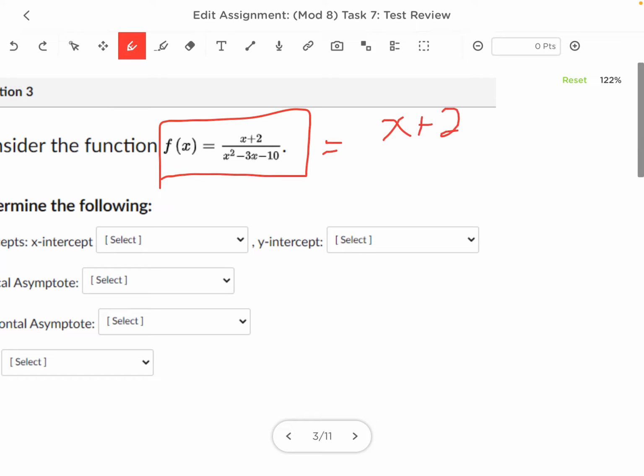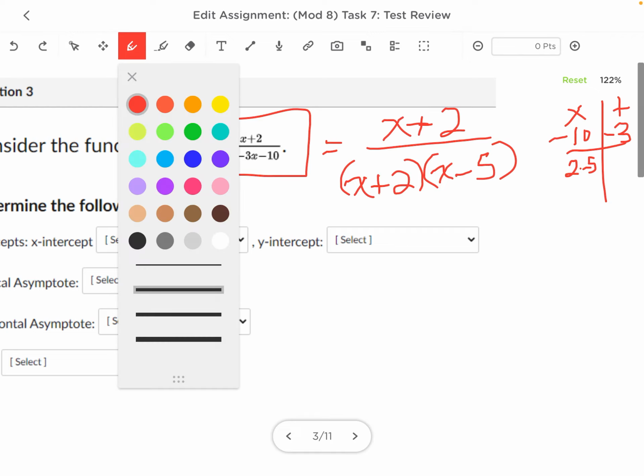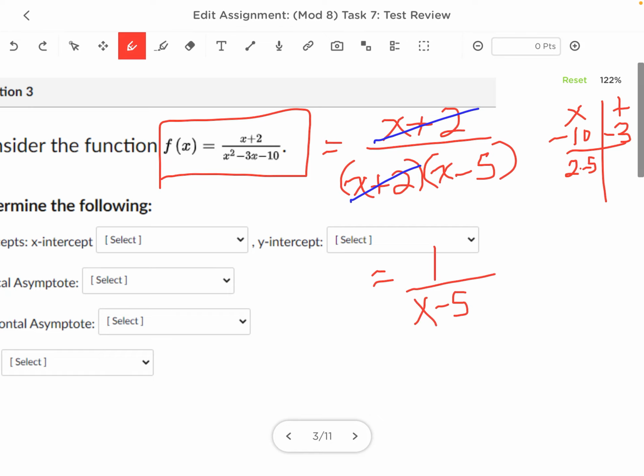So I'm going to have x plus 2 over, and I'm going to factor this. Leading coefficient is 1, so it's a shortcut. And I need to multiply to negative 10 and add to negative 3, so 2 and 5 with a 5 negative. And then these are going to cancel. So my simplified form is going to be 1 over x minus 5.